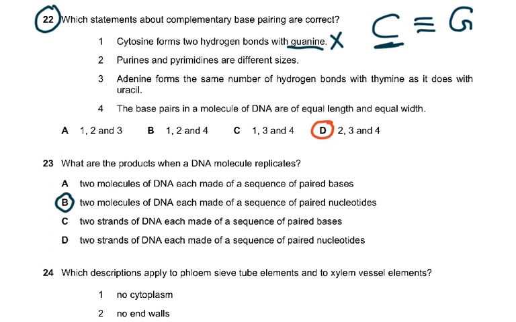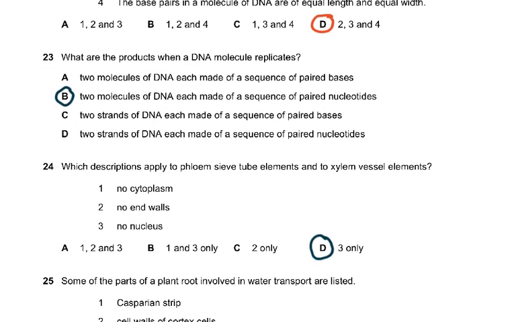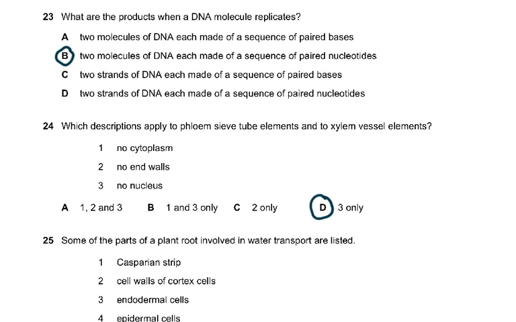Purines and pyrimidines are different sizes. Yes, purines are double ring and pyrimidines are single ring. Adenine forms the same number of hydrogen bonds with thymine as it does with uracil. Yes, correct. The base pairs in a molecule of DNA are of equal length and equal width. So 2, 3 and 4 were correct. 1 was wrong.